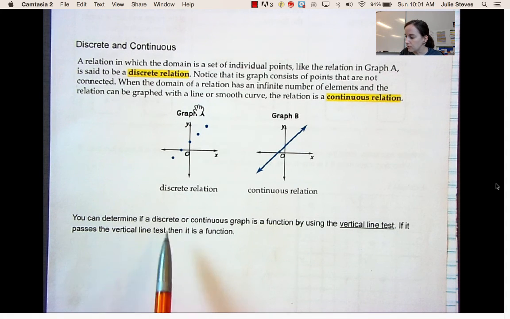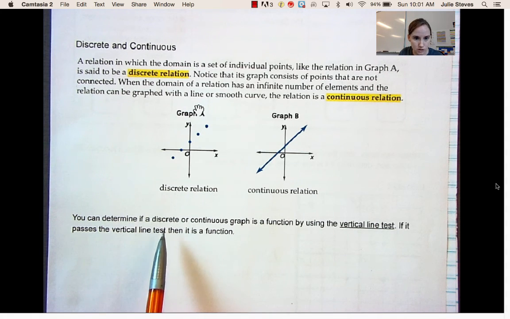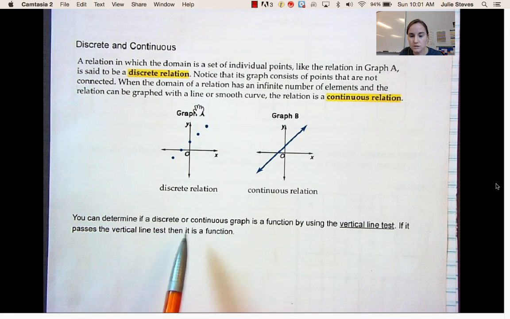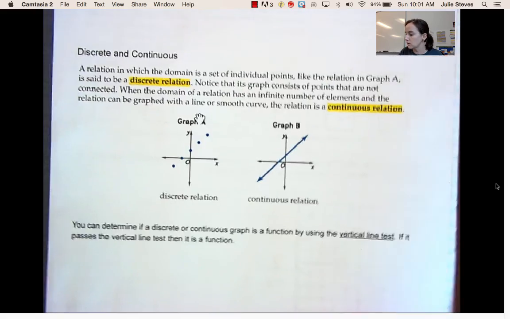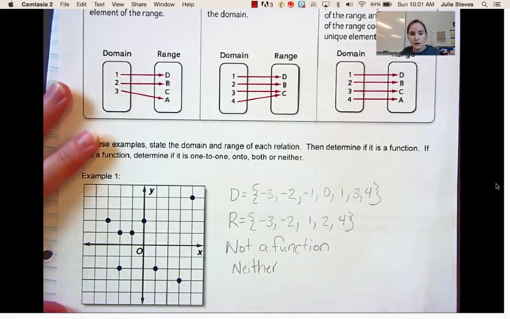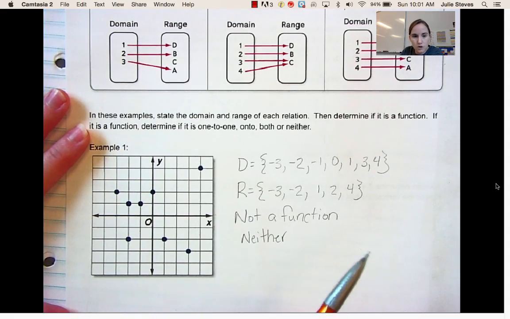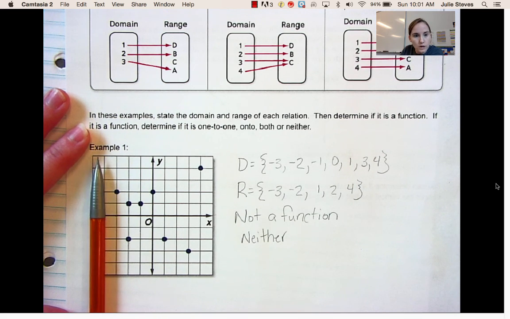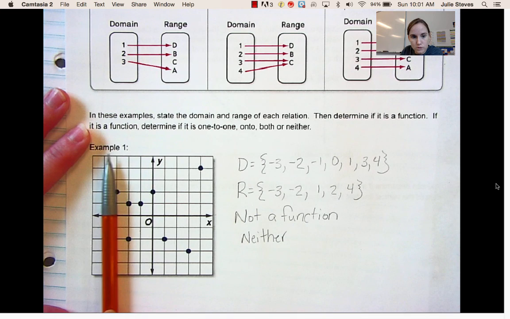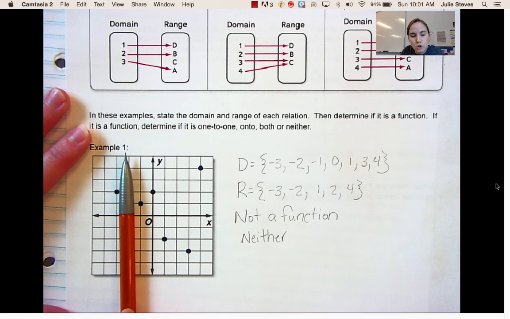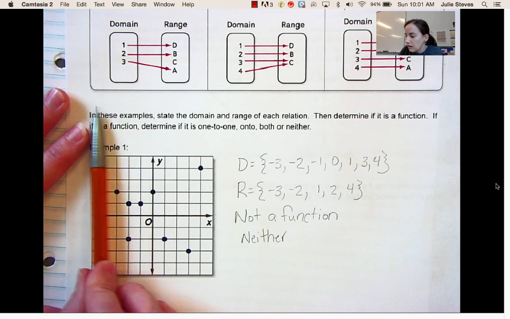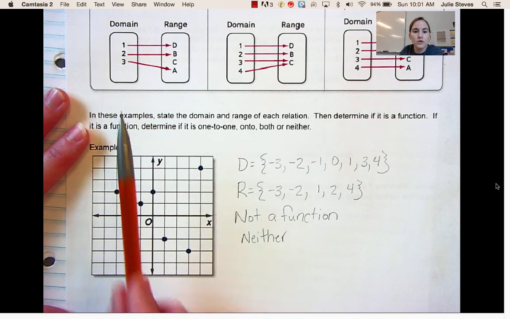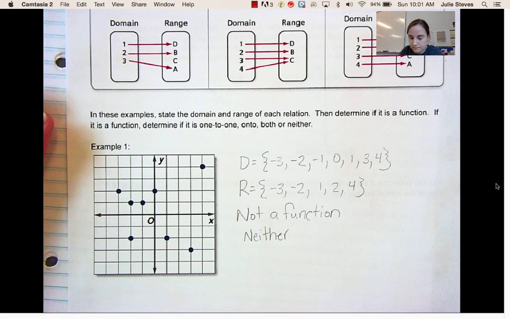By the way, if the function or the relation is discrete or continuous, you can use the vertical line test to determine if it's a function. Back here, when we determined it was not a function, it didn't pass the vertical line test. If you run your pencil or anything else vertically across the points, and any two line up vertically, so right there, these two line up vertically, if you ever come across that, then your graph is not a function.